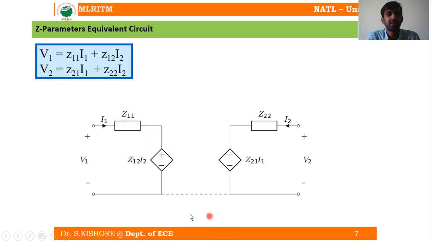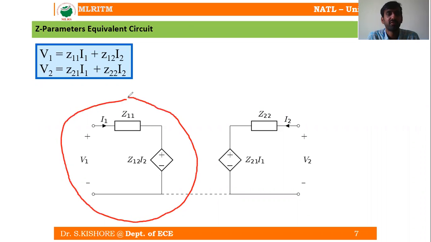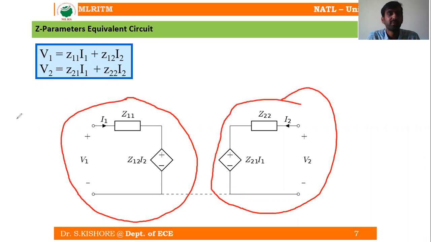This equation is for the left side port, the input port when we look from the input side, and this one is for when we look from port 2. So from this we can write V1 in terms of two voltage loop expressions. V1 is equal to I1 into Z11, where Z11 is your impedance and I1 is the current flowing through it.